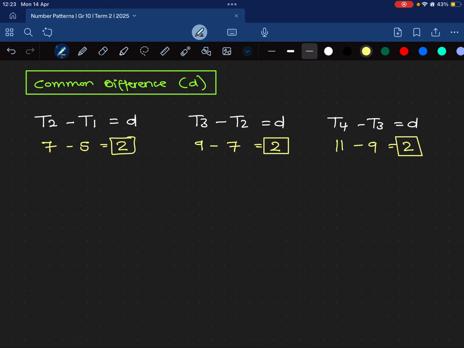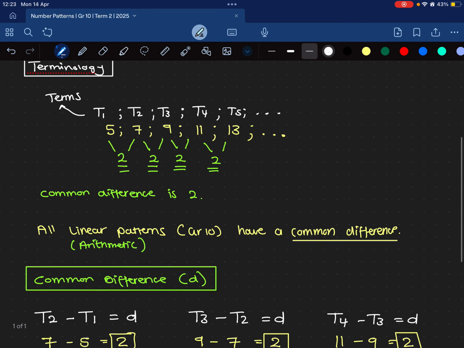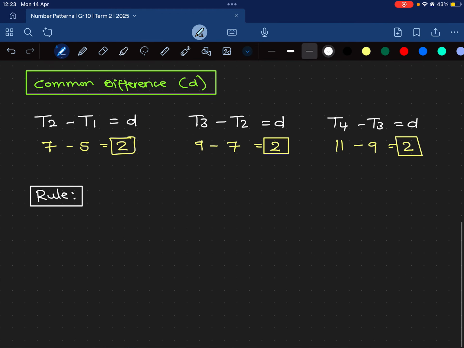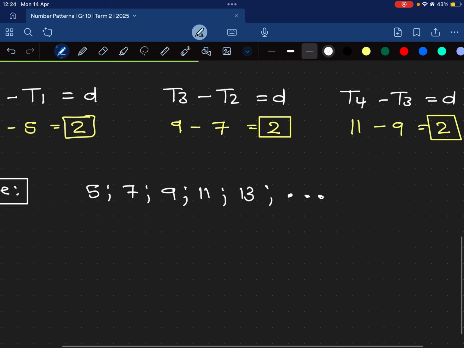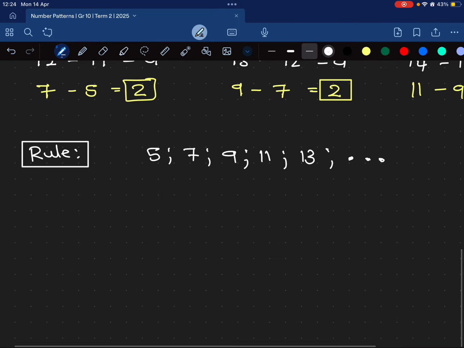Okay. So what we need to do is figure out how we determine a general rule for such a number pattern. So let me repeat the number pattern again. It's 5, 7, 9, 11, 13. So notice now that we said the first term is equal to 5. Now, how would I get to 5?